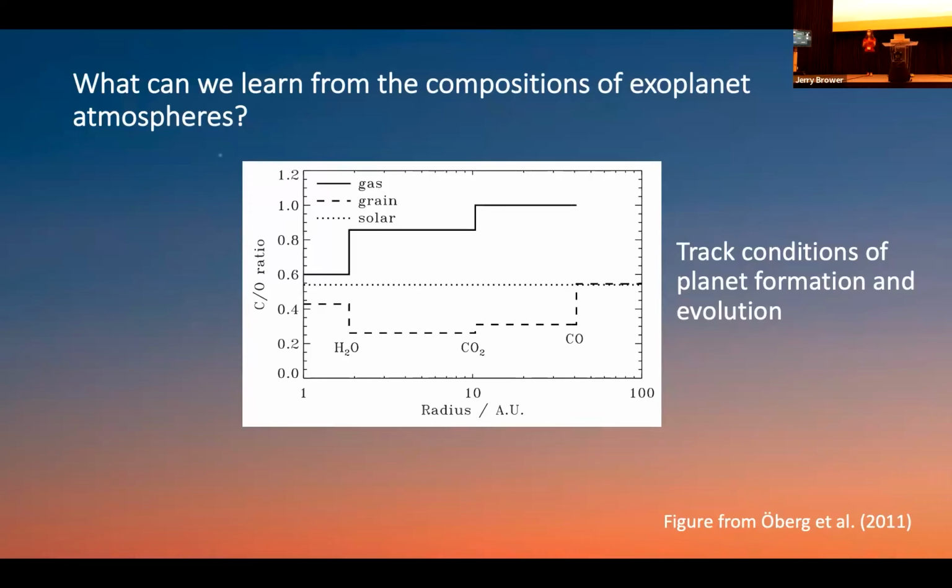And so depending on where your planet forms and whether it's mostly accreting solids or mostly accreting gases, you can get a different carbon to oxygen ratio in the atmosphere of that forming planet. So the idea is now if we take observations of hot Jupiters and we measure the carbon to oxygen ratio, we can back out this information on where these planets might have formed.